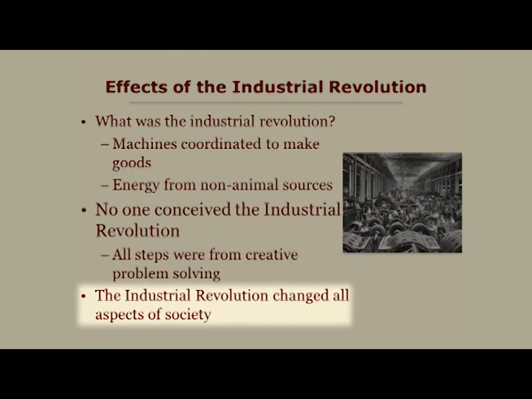It has changed all aspects of society. Today we live in a world that is dominated by products. Those products are the artifacts of the Industrial Revolution.